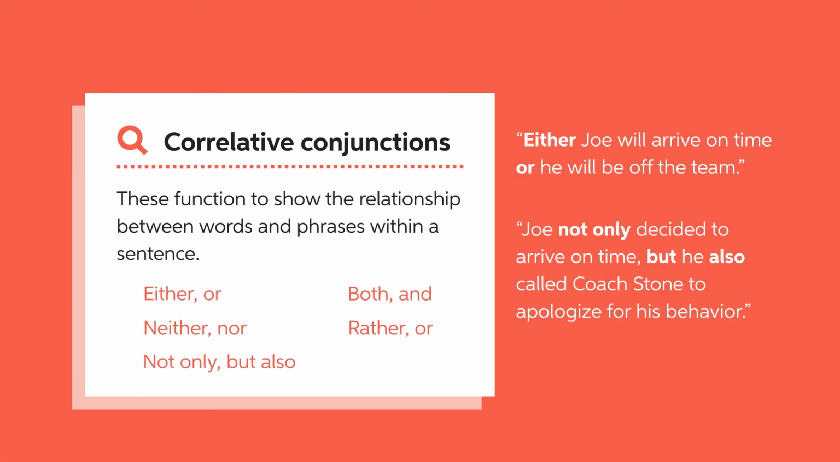Correlative conjunctions function to show the relationship between words and phrases within a sentence. Correlative conjunctions work in pairs such as either or, neither nor, not only but also, both and, rather or.